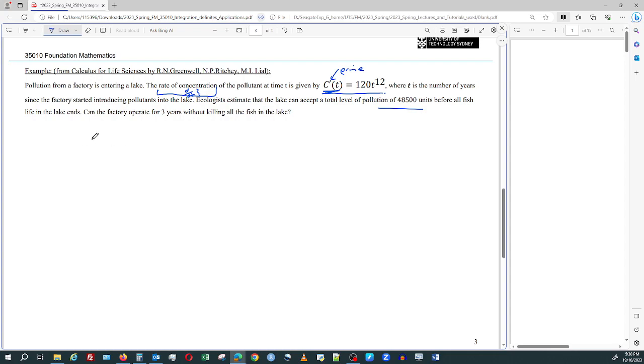So we take the differential, which is dC/dt. If I put it in Leibniz notation, it's dC/dt. We don't want to lose sight of that truth. And 120 t to the 12. And if we take the integral of this, we will go from 0 years to 3 years.